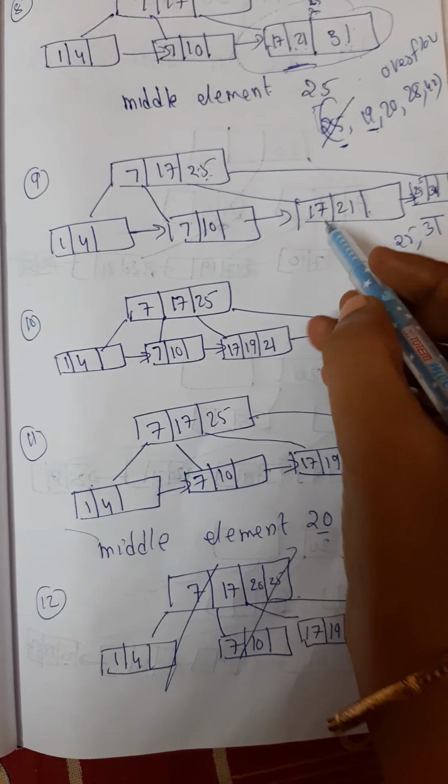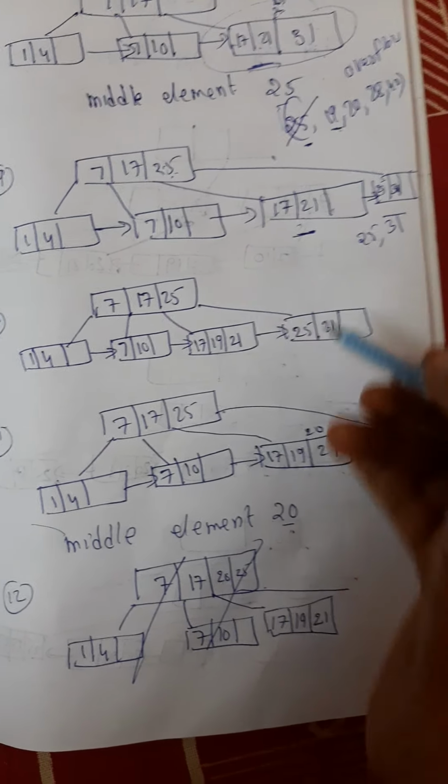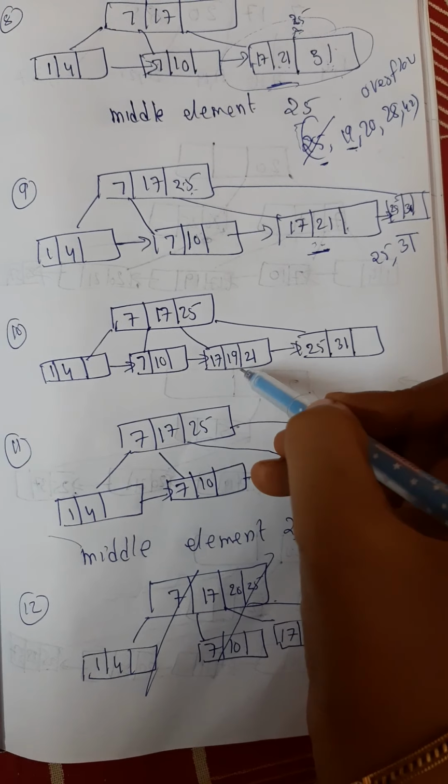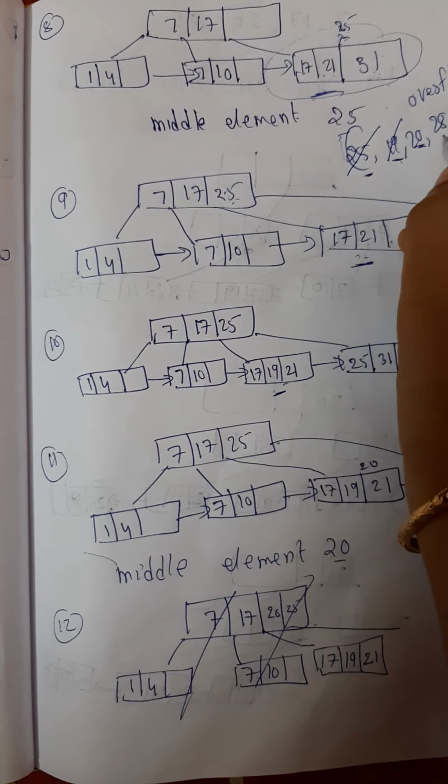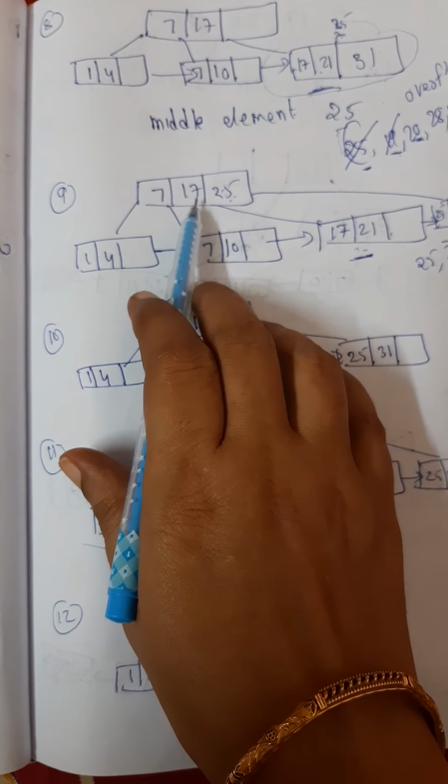So 19 can accommodate here. So 19 will be accommodating here. 19, so 19 we have done. Next is 20. So 20 is greater than 17.